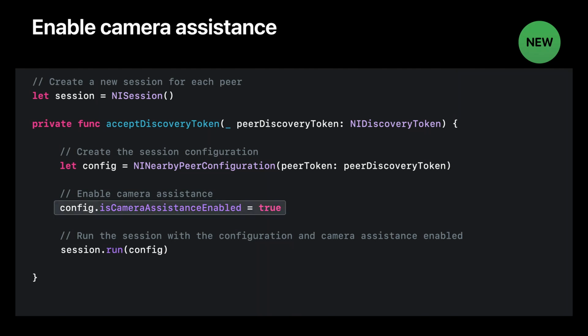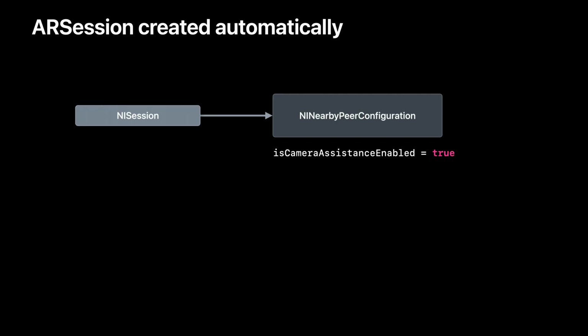Setting the isCameraAssistanceEnabled property is all that's required to leverage the enhanced mode with ARKit. Camera assistance is available when interacting between two Apple devices and an Apple device to third-party Ultra Wideband accessories. Let's look at the details of what happens when an NI session is run with camera assistance enabled.